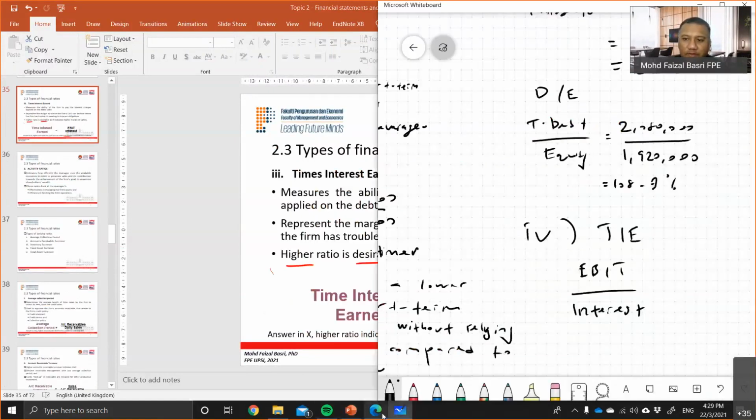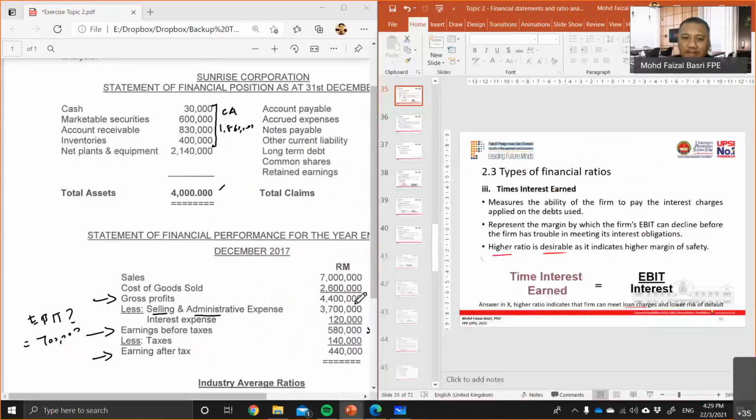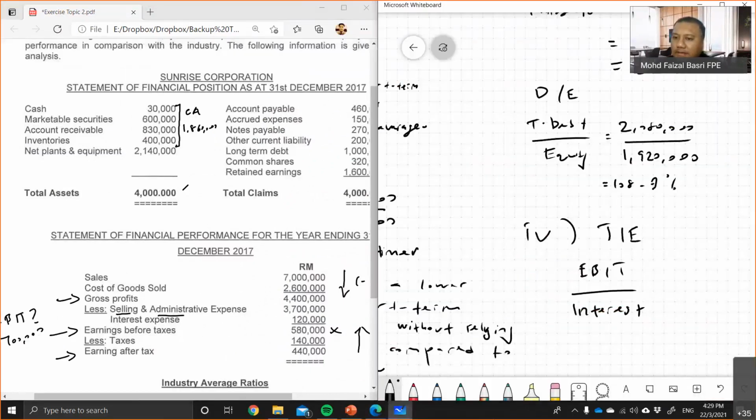So if we go back to here, we know our EBIT is 700,000. Our earnings before interest and taxes is 700,000. And our interest is 120,000.